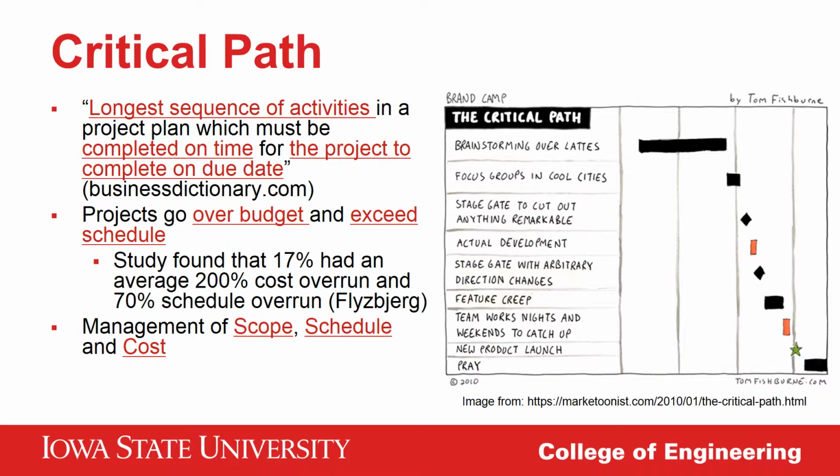As defined by businessdictionary.com, critical path is the longest sequence of activities in a project plan which must be completed on time for the project to be completed on the due date.